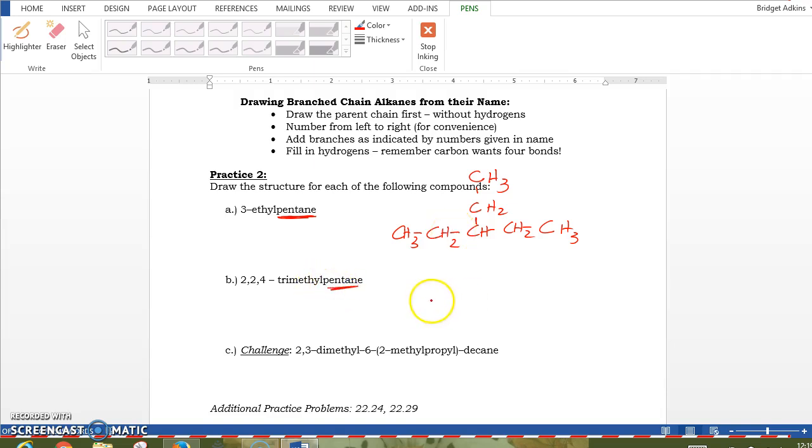This next one is also pentane, so we'll draw 5 going across. Coming off the second carbon, we have a methyl group, so that's a 1 carbon, CH3. And coming up off the top, we have another CH3. Coming off the fourth carbon, we have our last CH3.